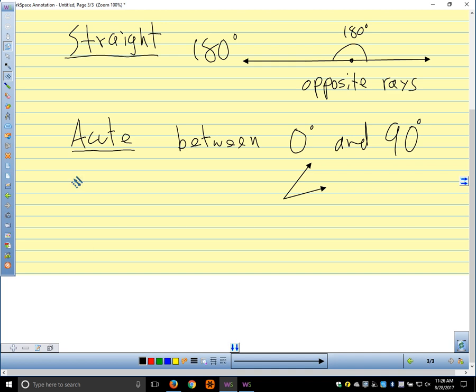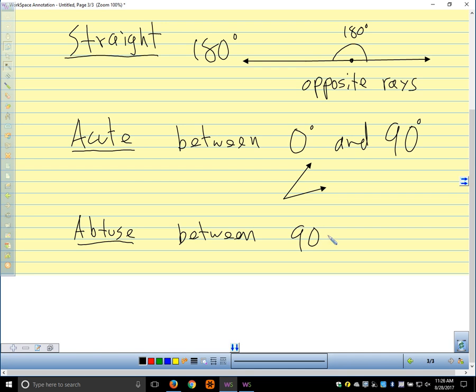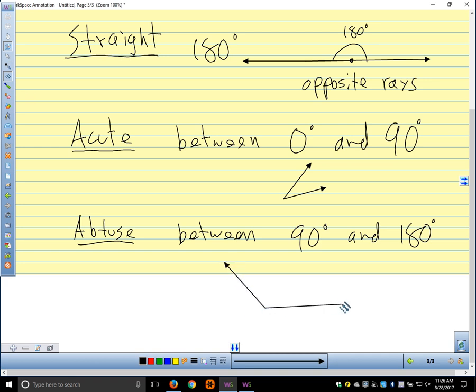How about obtuse? An obtuse angle? Between 90 and 180, nice. And an obtuse angle we usually think of as kind of a big angle. Did I say obtuse? That should be obtuse.